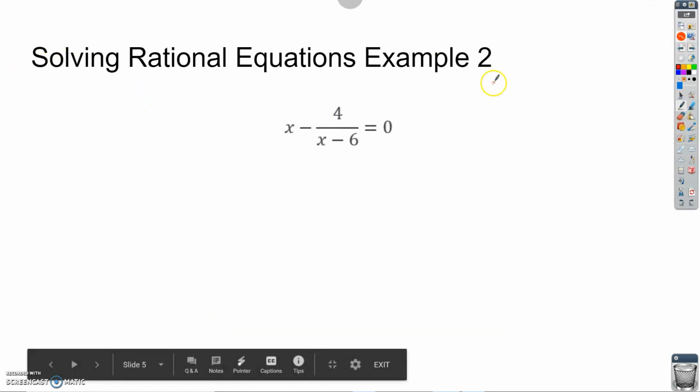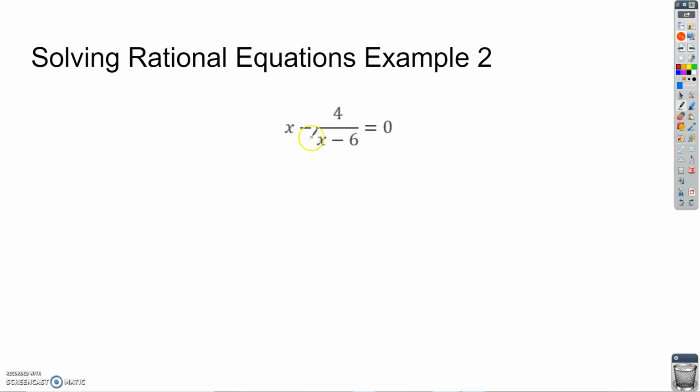Solving rational equations is example 2. So just like the first one, we have to make sure that our denominators are the same, in this case, because we're subtracting them. And so the denominator over here is x minus 6, so we need the denominator for the first one to be the same. So we're going to multiply the top and the bottom by x minus 6.